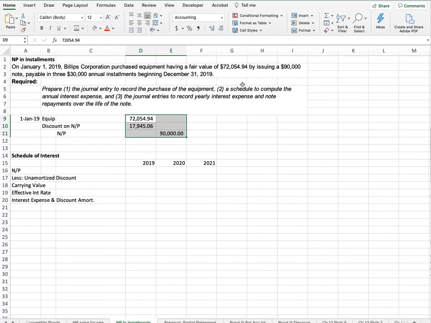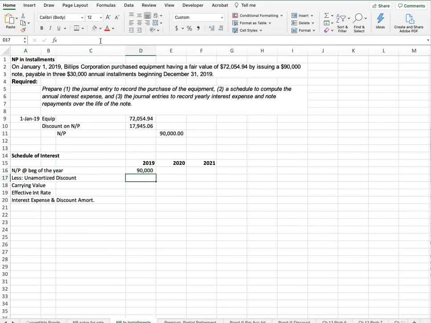So the second part was a schedule to compute the annual interest expense. And so I already kind of filled in the blanks for us, and we can go ahead and fill in the numbers. So I have notes payable minus our unamortized discount will give us the carrying value. And then we'll multiply that by the effective interest rate, which will give us our interest expense and discount amortization. So let's start with our notes payable. And we're going to reference this $90,000 that we have. And this is the notes payable at the beginning of the year.